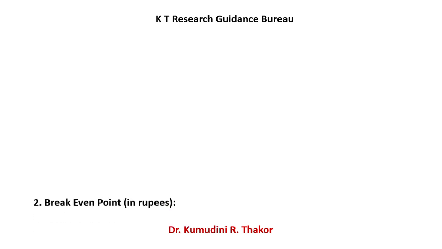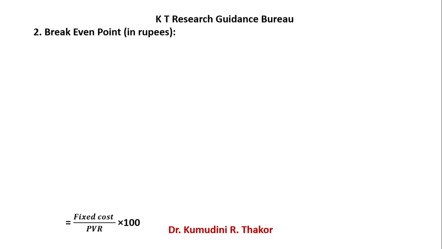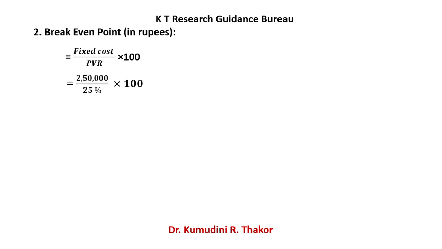Now the break-even point you can easily find out, equal to fixed cost by PV ratio into 100. Fixed cost is already given, 2,50,000 by 25%, equal to rupees 10 lakhs. Your break-even point comes to 10 lakhs rupees.